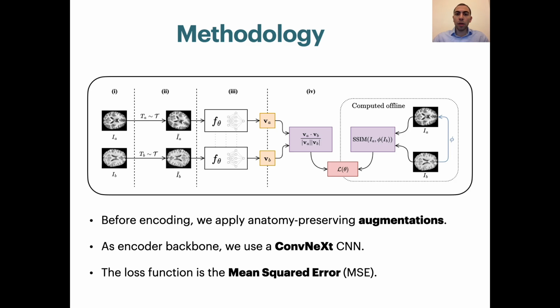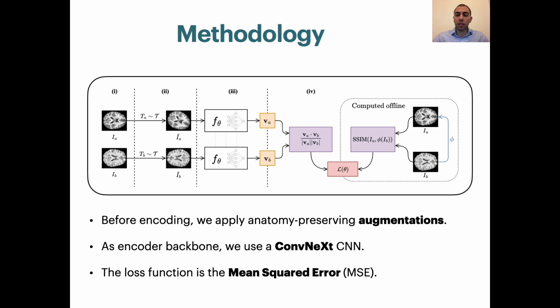Then, the encoder maps each image to a fixed-length embedding vector, and we then compute the cosine similarity between the two embeddings. As encoder backbone, we choose a ConvNeXt CNN because it is inspired by transformer design principles and is able to capture richer and more global features than the classical ResNet.